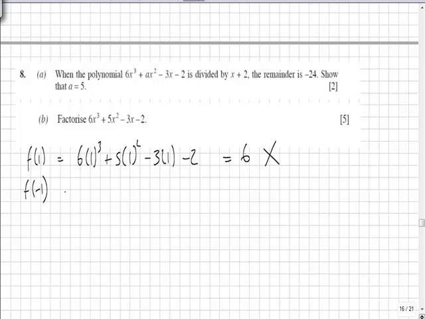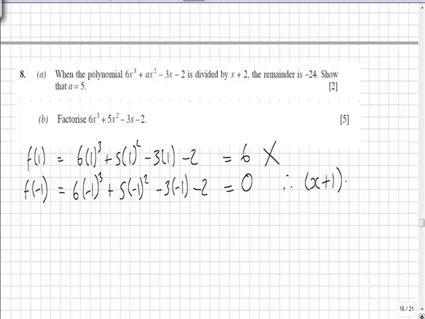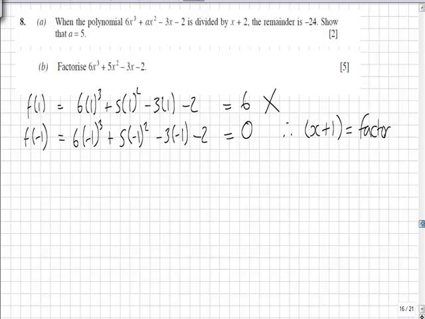Putting in minus 1, working outwards both positive and negatively, we get 6 lots of minus 1 cubed plus 5 lots of minus 1 squared minus 3 lots of minus 1 minus 2. In this case we have minus 6 plus 5 is minus 1, plus 3 is 2, minus 2 is in fact 0. Now, if the substitution of minus 1 gives a remainder of 0, therefore we know x plus 1 is a factor. Once we have this, we can compare coefficients.